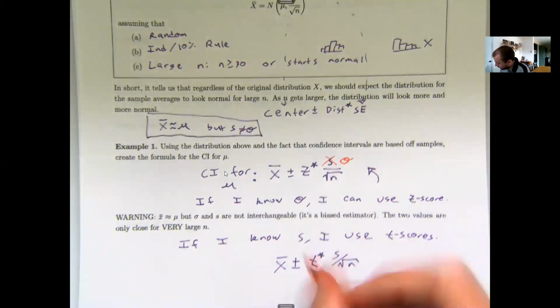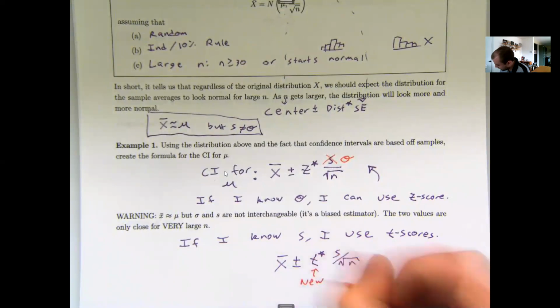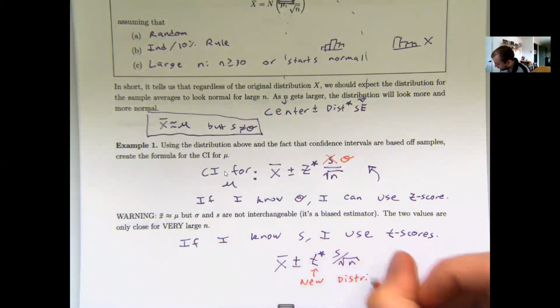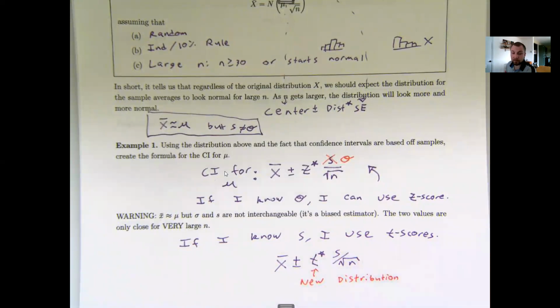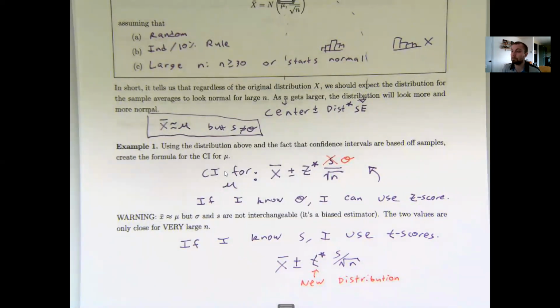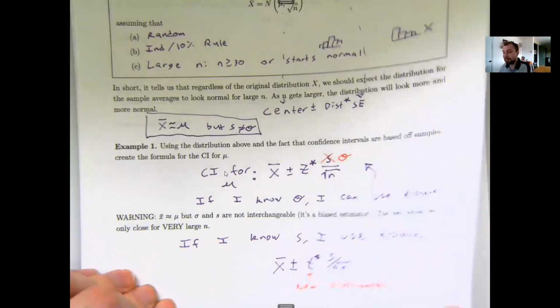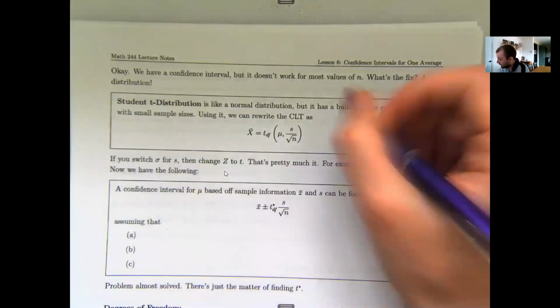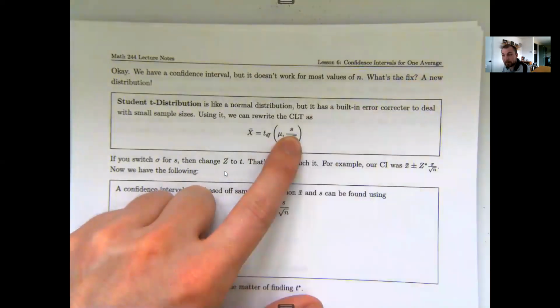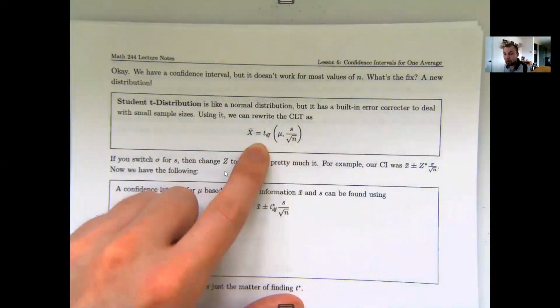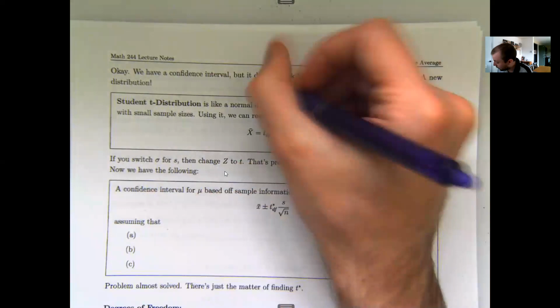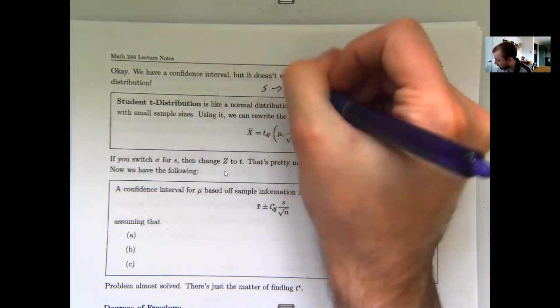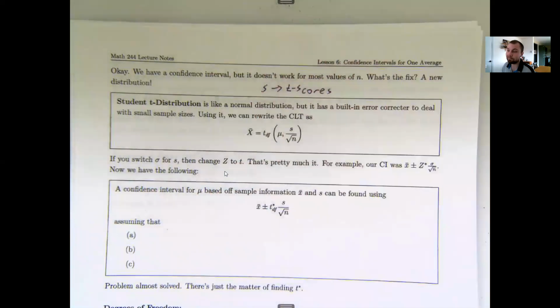So I have a new distribution, and it's going to work a lot like the normal distribution, but it's going to correct any mistakes that I might make along the way. I like that. So let's see exactly this thing in detail. So the student t distribution, if I wanted to rewrite the central limit theorem, this allows me to switch. This used to be a sigma, I'm writing in an S, and now I can use t-scores. So if I know S, I can use t-scores. If I know sigma, I use z-scores.